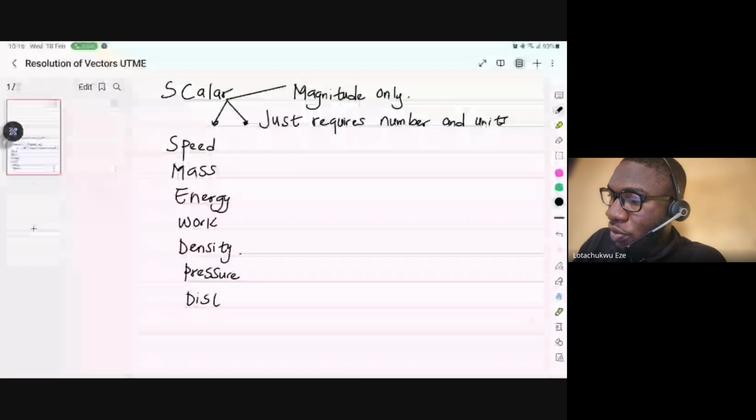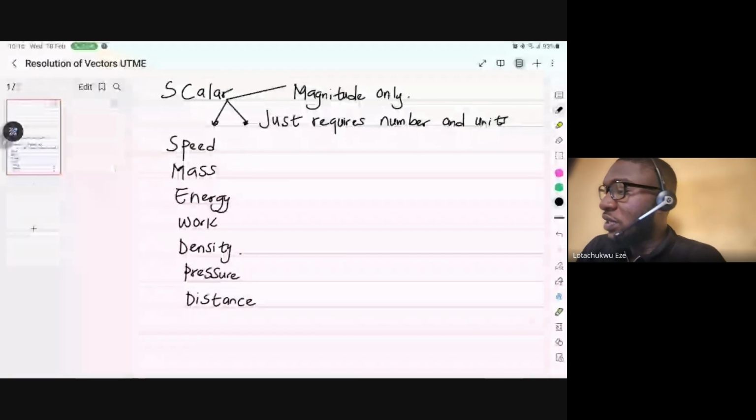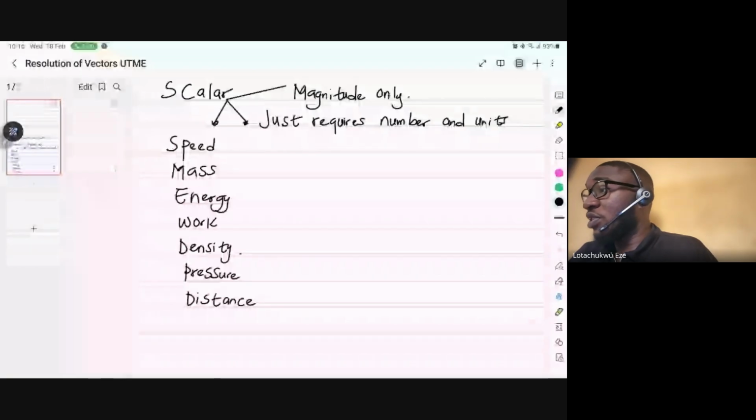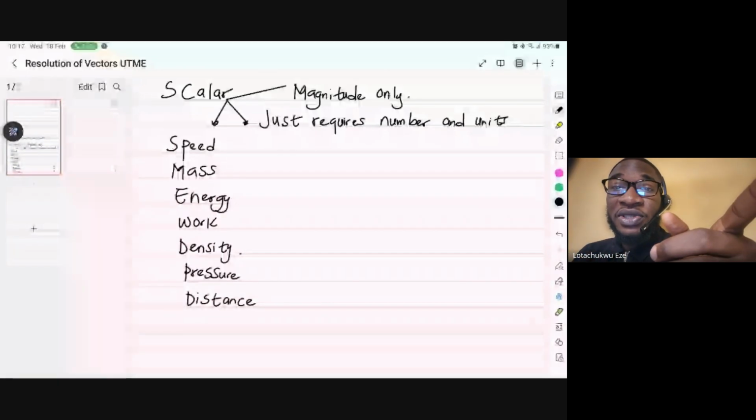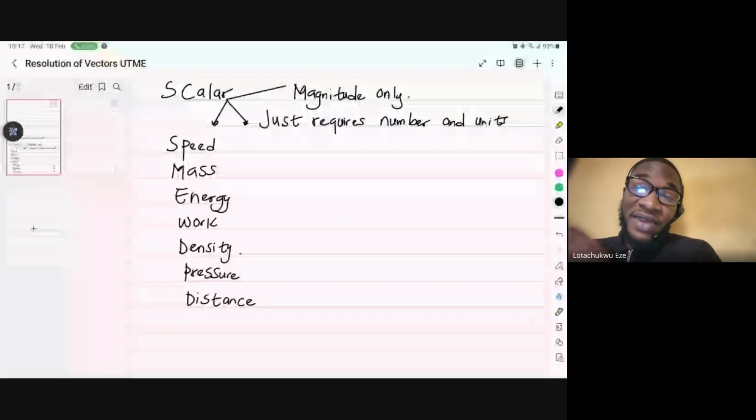I know people sometimes confuse speed for velocity, right? But speed is a scalar quantity, while velocity is a vector quantity, just like the name implies, right? So this is what you have for the scalar quantities.